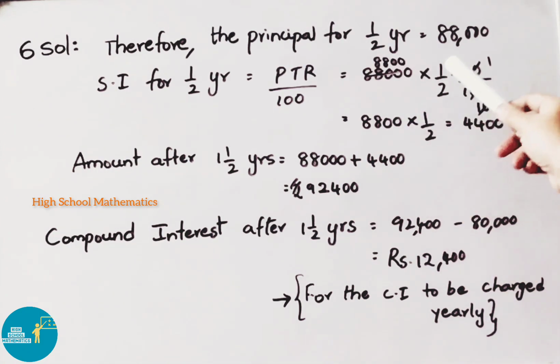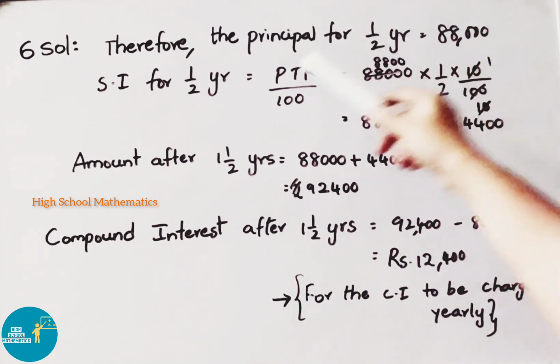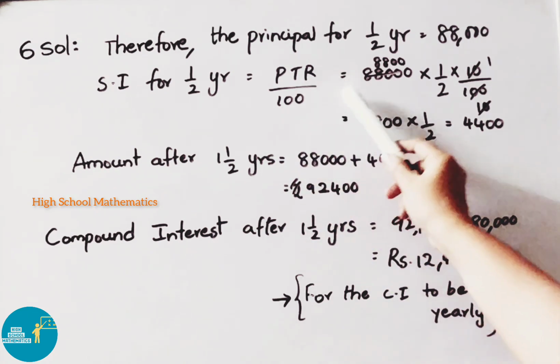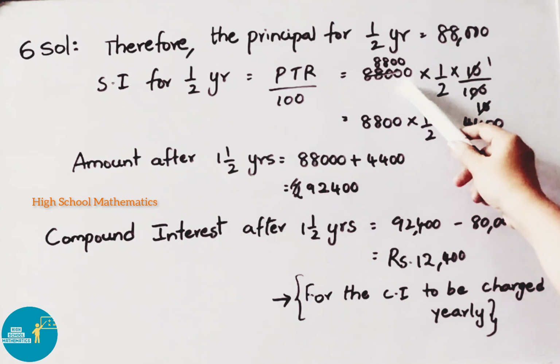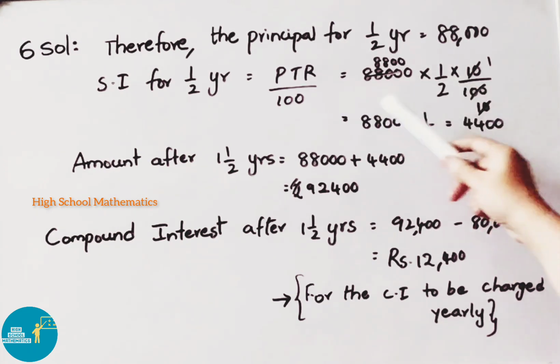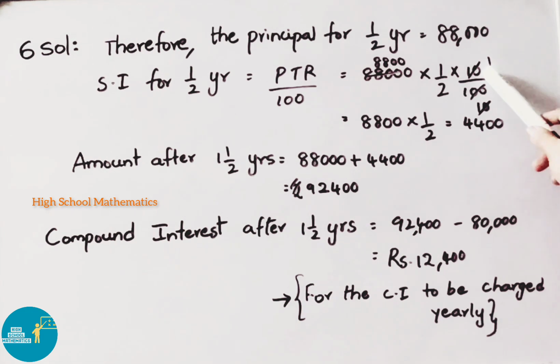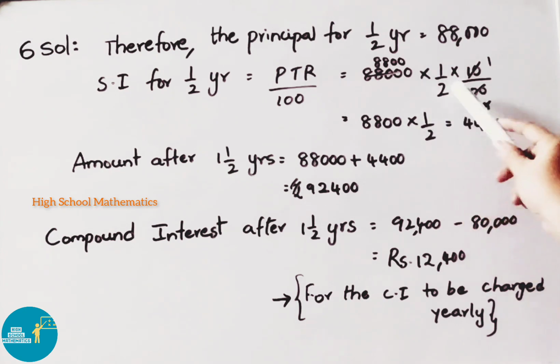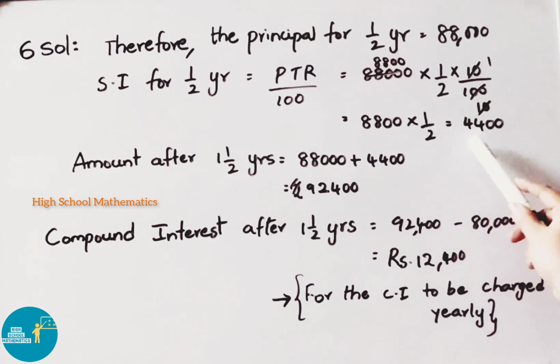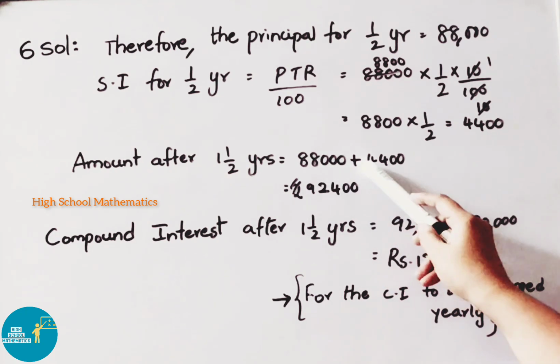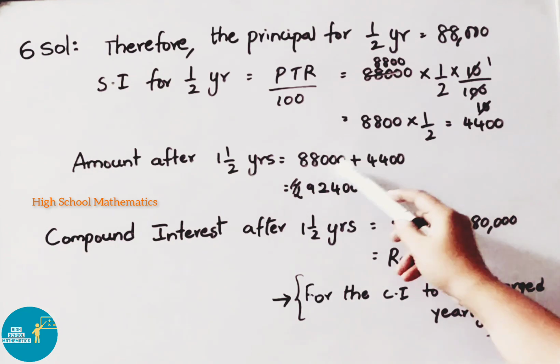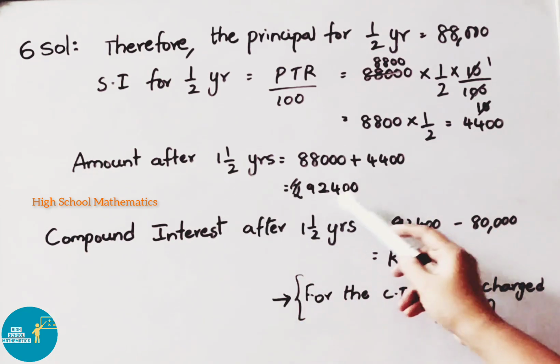Therefore, the principal for half year is 88,000 rupees. Now, simple interest for half year equals PTR by 100. That equals principal amount 88,000 into time half year, half, into rate 10 by 100. 10 ones are 10, 10 tens are 100, 10 times 8,800 is 88,000. So 8,800 into half, that is 2 times. When we do cancellation, we get 4,400. Amount after 1.5 years equals amount for 1 year, that is 88,000 rupees, plus simple interest for half year, that is 4,400. On adding both, we get the amount, that is 92,400 rupees.